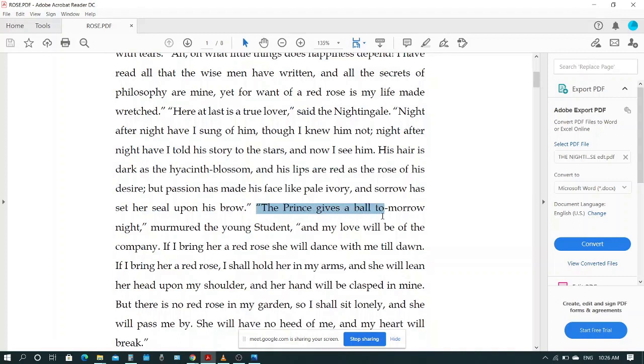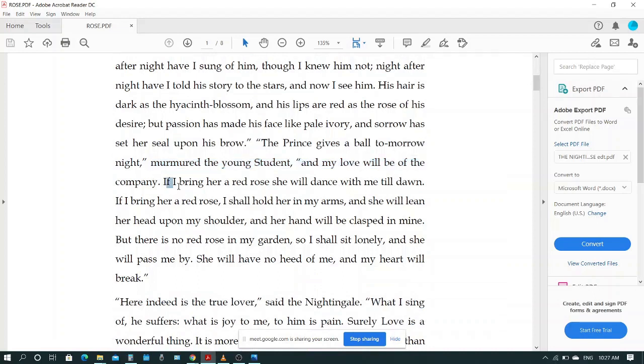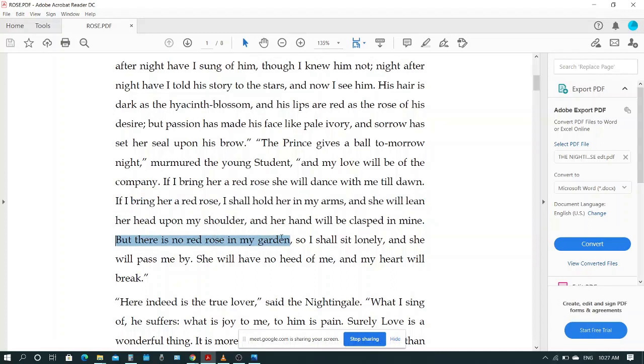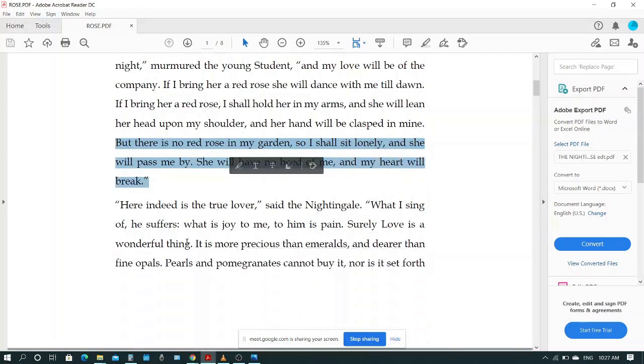"The prince gives a ball tomorrow night," murmured the young student, "and my love will be of the company. If I bring her a red rose, she will dance with me till dawn. If I bring her a red rose, I shall hold her in my arms, and she will lean her head upon my shoulder, and her hand will be clasped in mine. But there is no red rose in my garden, so I shall sit lonely, and she will pass me by. She will have no heed of me, and my heart will break."